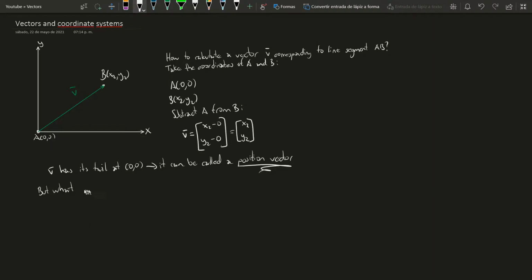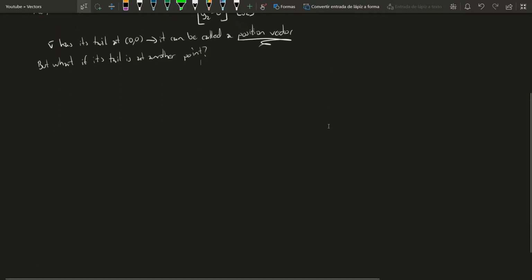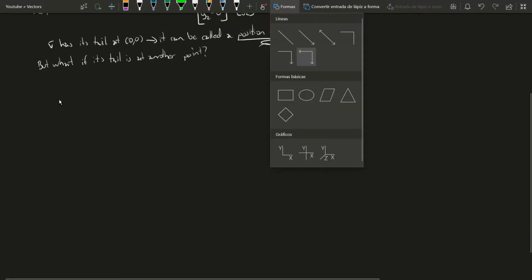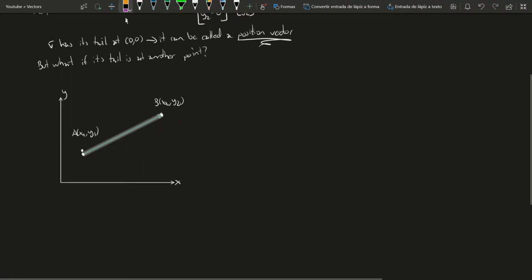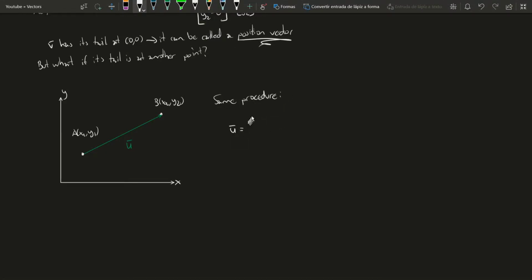Now, for the more general case. A vector won't always have its tail at the origin. It could actually be anywhere. So, for the next vector, point A will be located at x1, y1, and point B at x2, y2. Once again, we can see the line segment AB, and the vector corresponding to that line segment would be x2 minus x1, y2 minus y1.